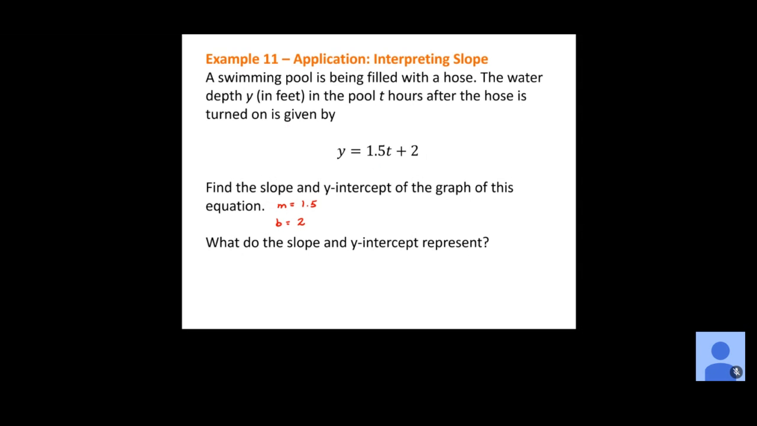The 2 is going to be our starting point. So that means that 2 in this case would mean that we're starting with 2 feet of water in that pool. So whenever you're looking at a y-intercept, that would be the value of y when time equals 0. So at the starting point, we have a height of 2 feet. We're pumping water into the pool at 1.5 feet per hour.